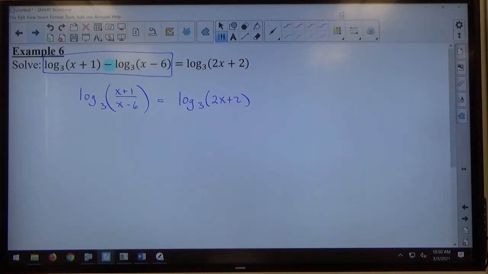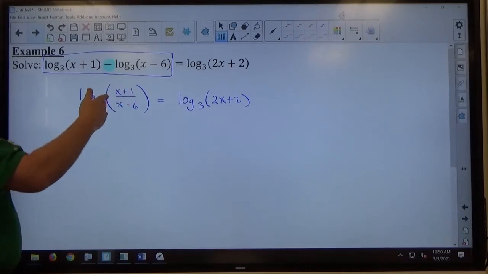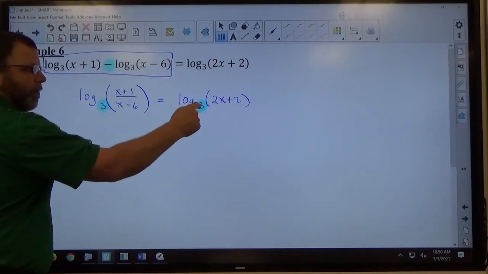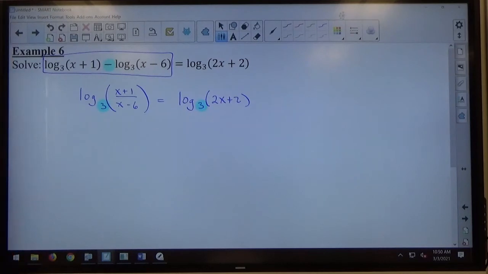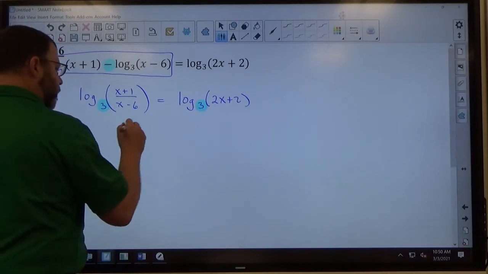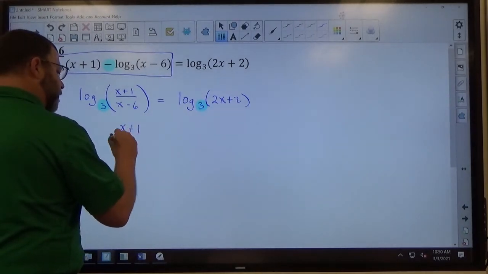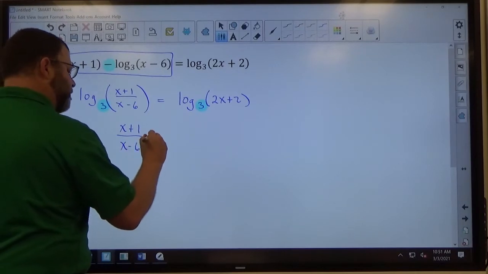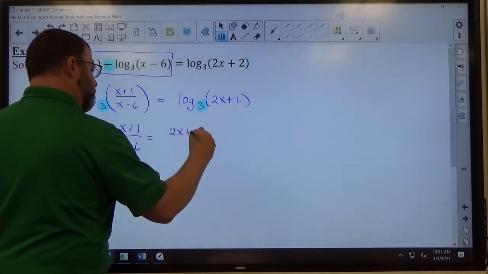Either log 1 equals log 2, or log 1 equals a number. So if the logs are equal to each other and the bases are the same base, which they will be, they're not going to give you some problem with different bases probably, then once you have the same base logarithms, the arguments are equal to each other. So exactly, x plus 1 over x minus 6 must equal 2x plus 2.